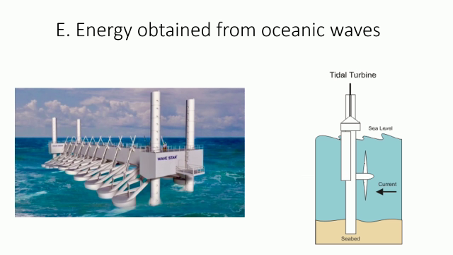Fifth, energy obtained from oceanic waves. Ocean waves contain a tremendous amount of energy. The sea waves move forward in a certain direction. The water moves up and down regularly at a position. As the waves travel across the ocean, high-tech devices capture the natural movements of ocean currents and use them to generate electricity.